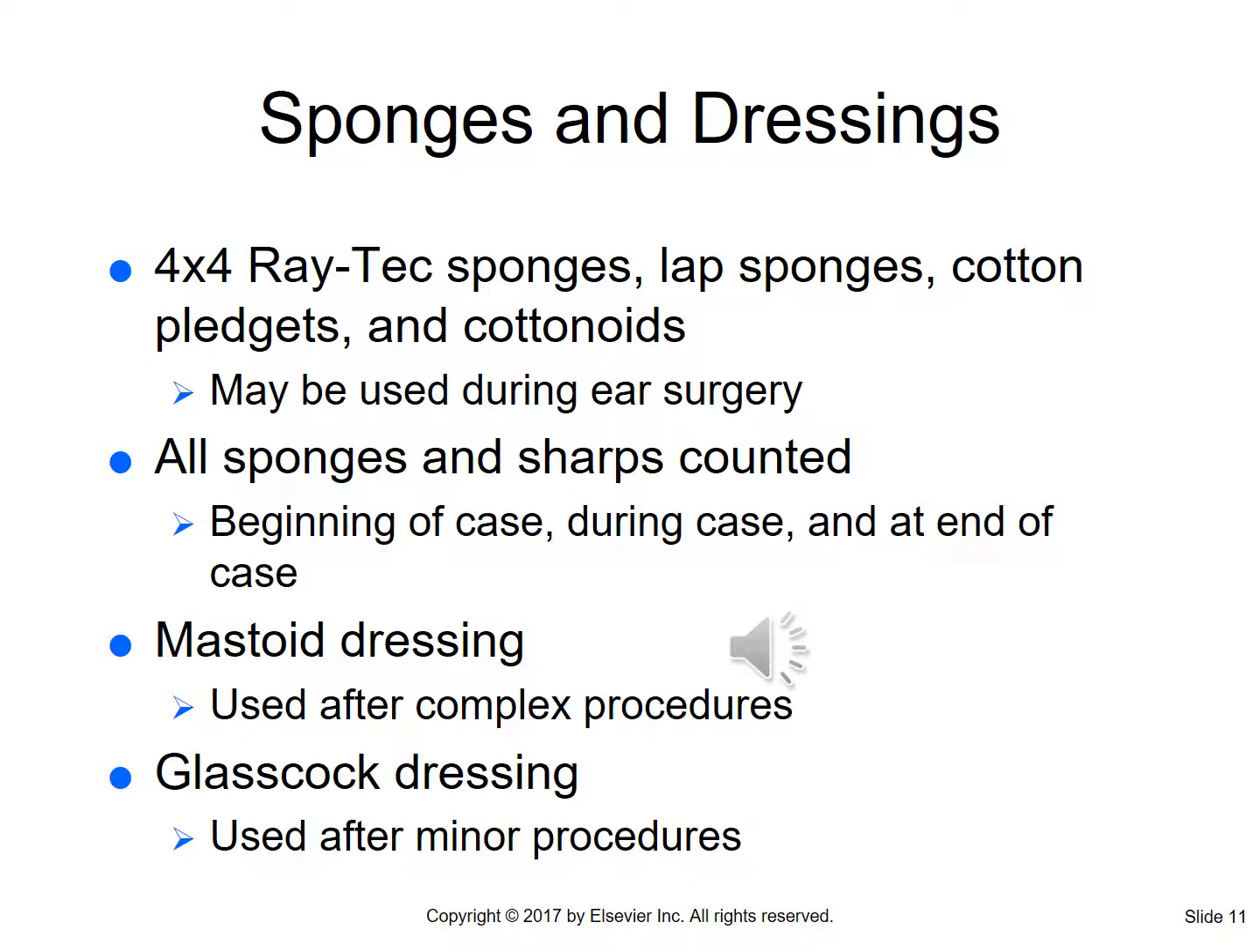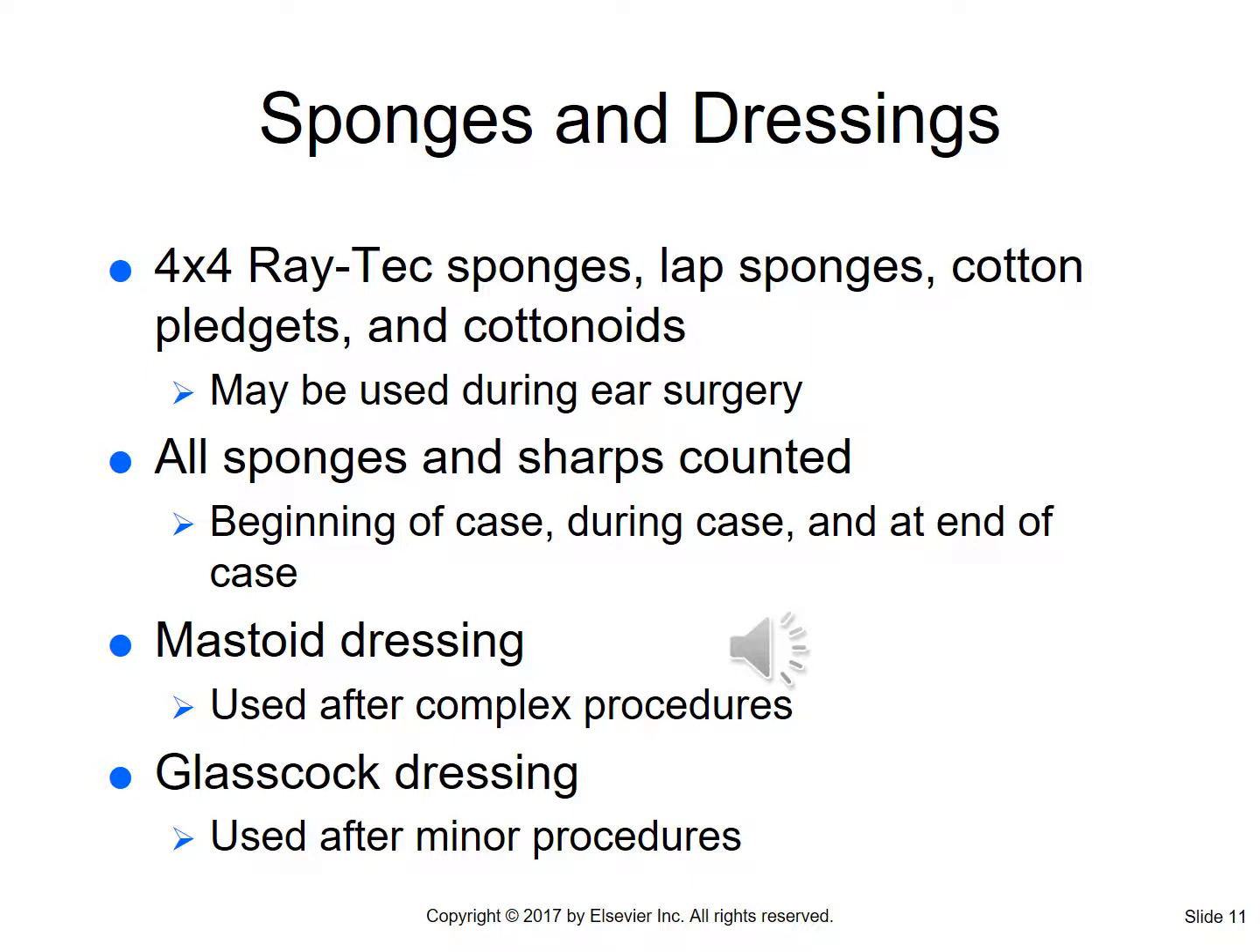Often the most normal sponges that we use on these types of cases are usually your 4x4 Raytex sponges. I hate that they call them 4x4 Raytex, so your Raytex sponges. Lap sponges, if you're dealing with any major surgery like behind the ear, into the face, you might use lap sponges. Our cotton pledgets and cottonoids. All sponges and sharps should be counted at the beginning of the case when doing ear cases. Ear cases are not an exception when we're doing counts. Make sure you do them at the beginning, during the case, and at the end of the case, like we usually do.